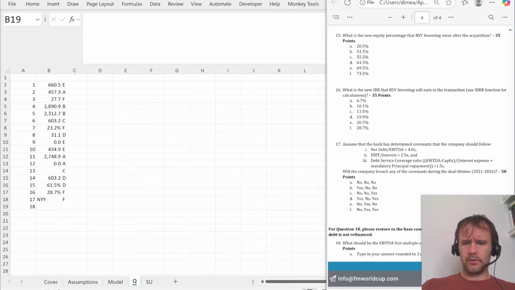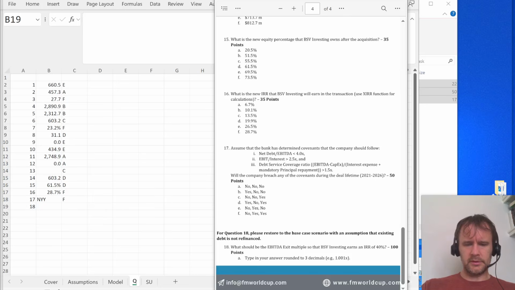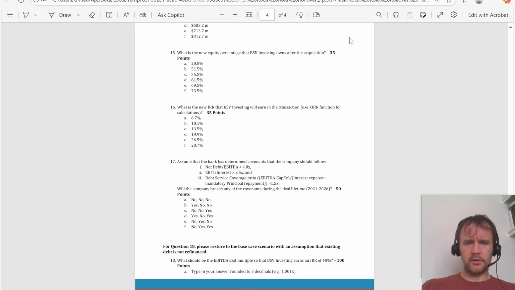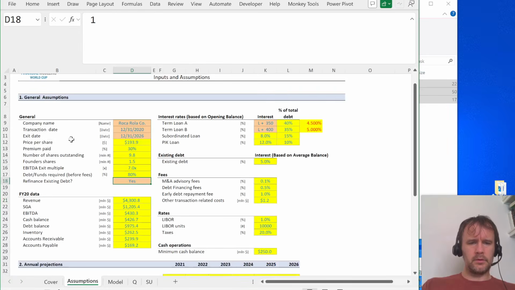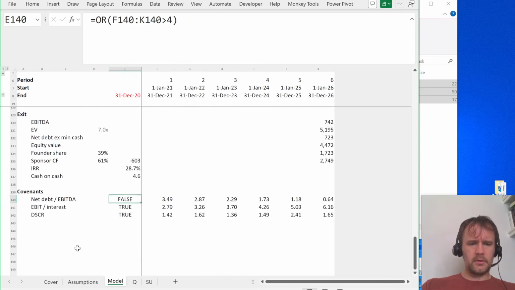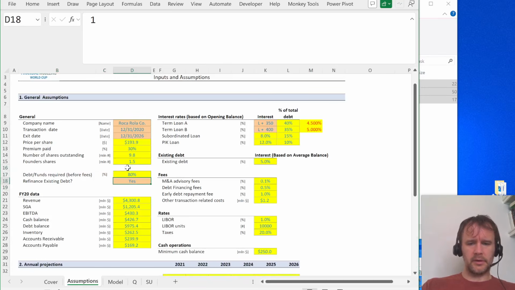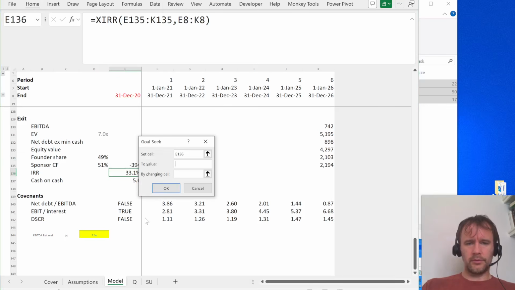Okay, and for question 18, I can't see this behind my face. Question 18, restore the base case scenario with an assumption that existing debt is not refinanced. What should the EBITDA exit multiple be so they earn 40% IRR? Okay. So I just need to be very hacky about it and just cut this and bring it over here. Just paste it there, that's absolutely fine. And then we're gonna goal seek this bad boy, but wait, sorry. First we gotta go back to not refinancing debt. And now you gotta be careful with this. A little word of warning. So we're gonna set this to 0.4, which is 40% by changing this cell.